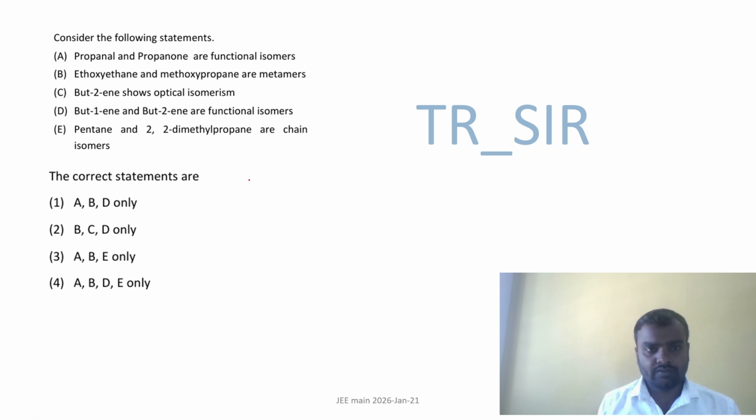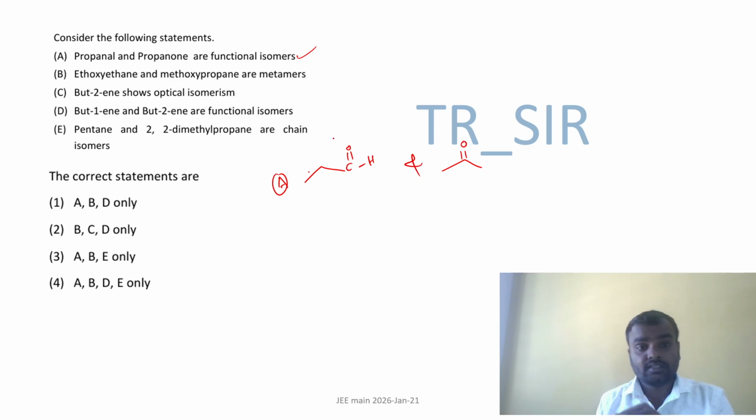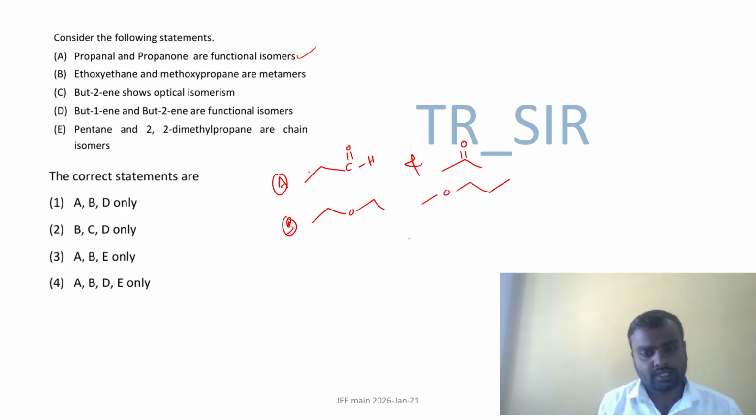Now, next question: propanol and propanone are functional isomers. Aldehydes and ketones are functional isomers, so that is correct. Ethoxyethane and methoxypropane are metamers. So statement B: yes, metamers. Why? The bridging atom oxygen is connected to two ethyl groups here, and here one methyl and one propyl. So these are the metamers.